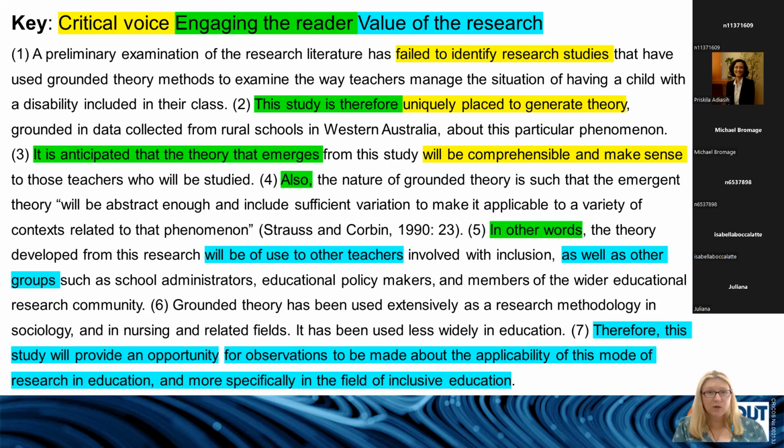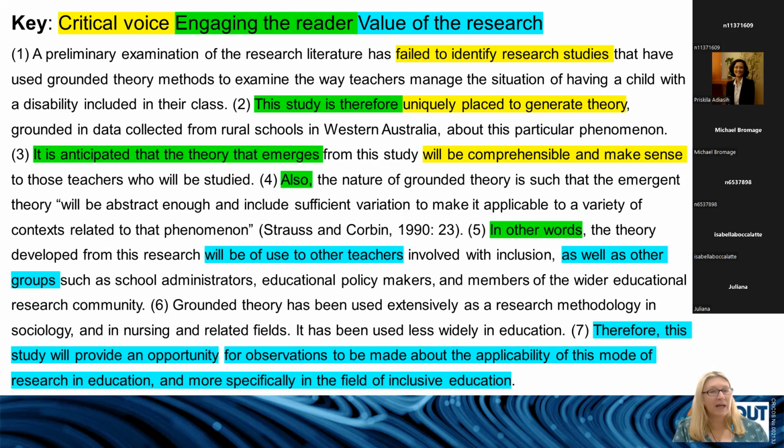Now, what do you notice too? Critical voice, engaging your reader, they're overlapping. I could have put the word failed in green. I could have put the word uniquely in green. So these writing practices we're looking at and pulling apart, they overlap, don't they?